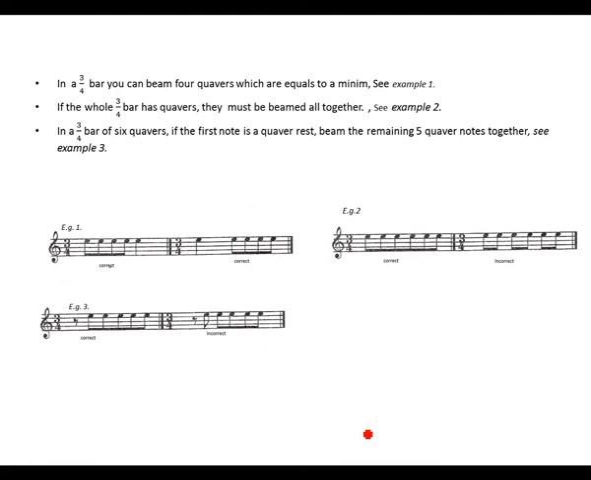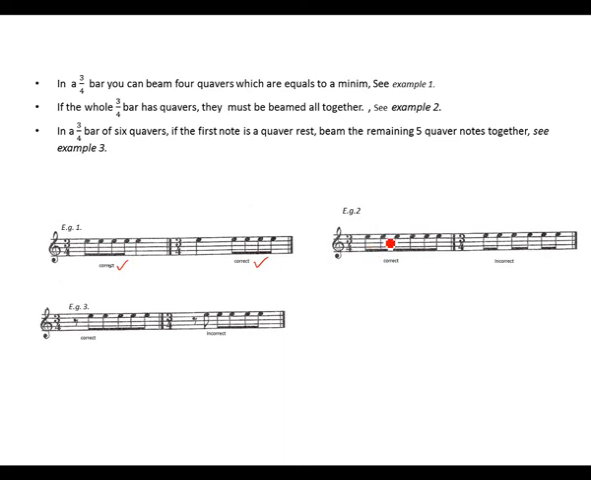In a 3-4 bar, you can beam 4 quavers which are equal to a minim. See example 1. 4 quavers, they're equal to a minim. Properly beamed together. In a whole 3-4 bar with quavers, they must be beamed all together. Let's see example 2.